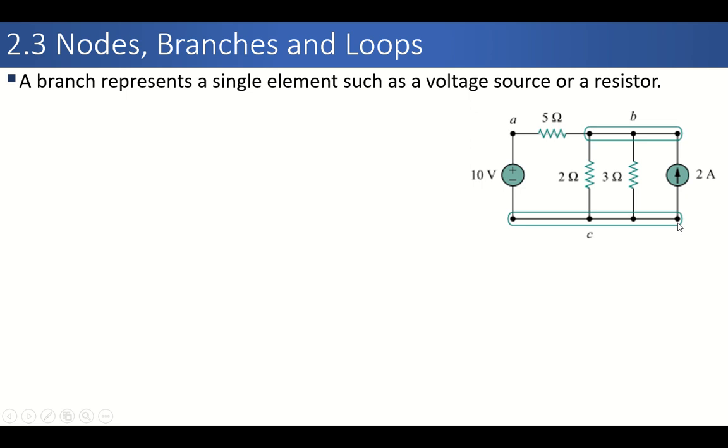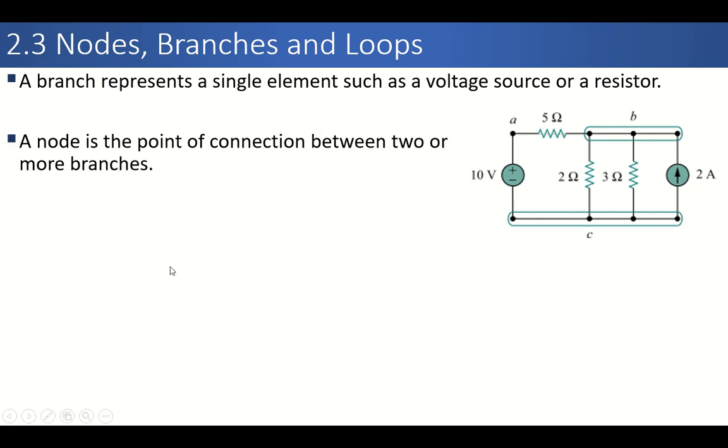But remember, since from this point up to this point there is no component connected, we cannot say that this is a branch. Strictly speaking, we can say that this is a short circuit branch. You will see that this point is not different from that point. So we can say that in this circuit there are 5 branches.